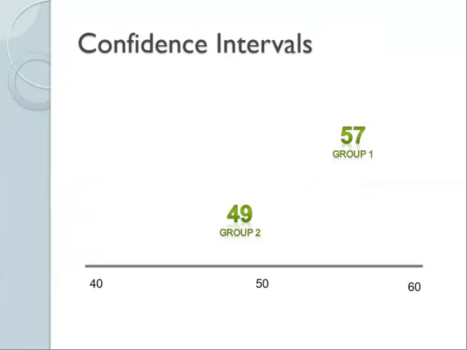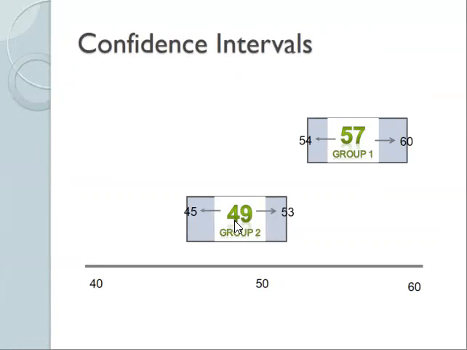So let's say we did a study. We had one group that had a mean of 57 in our sample and a second group that had a mean of 49 in our sample. Okay, and so we want to know, are they actually different? So we're going to look at our confidence intervals. When we take into account the standard deviation and calculate our confidence intervals, group 1 has a confidence interval of 54 to 60. Group 2 has a confidence interval of 45 to 53.